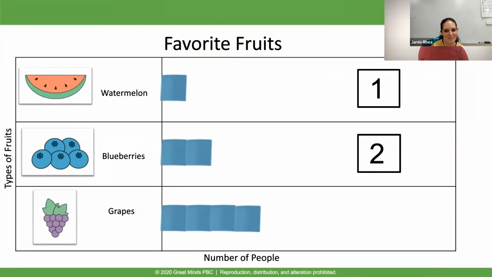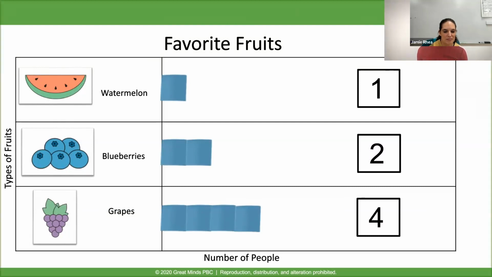4 people like grapes. When we organize our data like this, it makes it simpler for us to compare. We call this a graph. What do we call it? A graph. That's right. We call it a graph. A graph lets us see our data easily. In this graph, we lined up our data, just like how we do when measuring different items. And now we can compare.